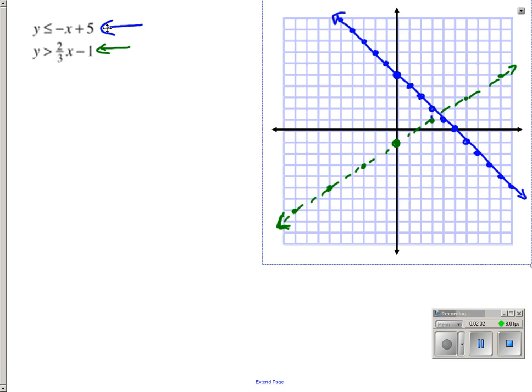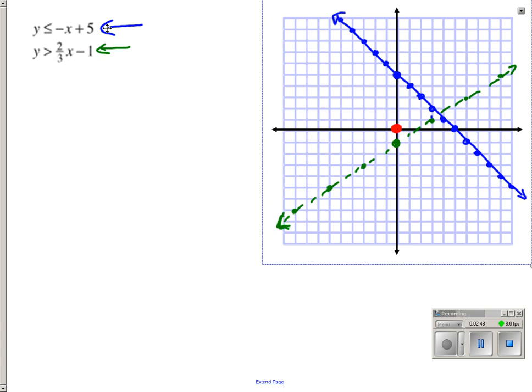Now the question is where am I going to do my shading? So I'm going to use the test point (0, 0), since (0, 0) is not on either of the lines. So my test point is this point right here. I'm going to use it for both of them. That's my test point. Okay, (0, 0).